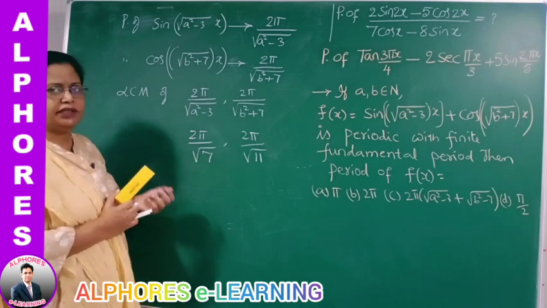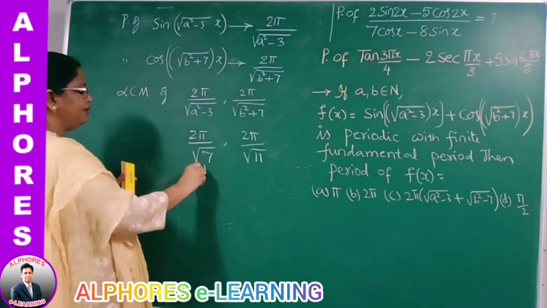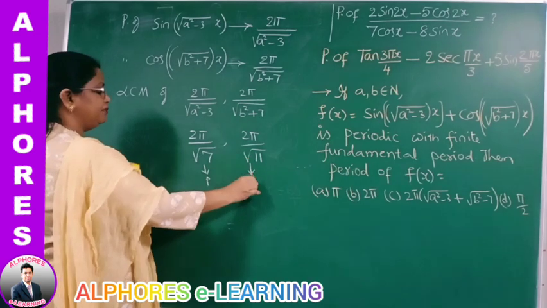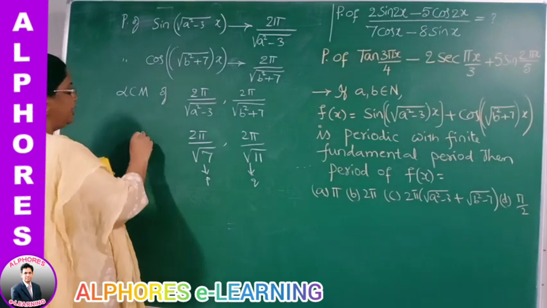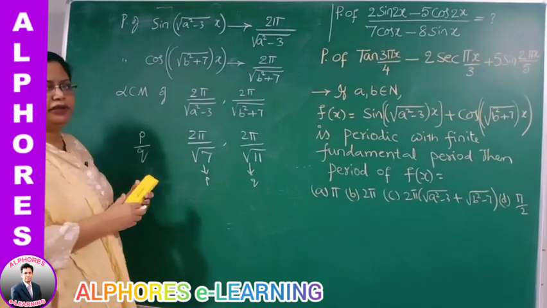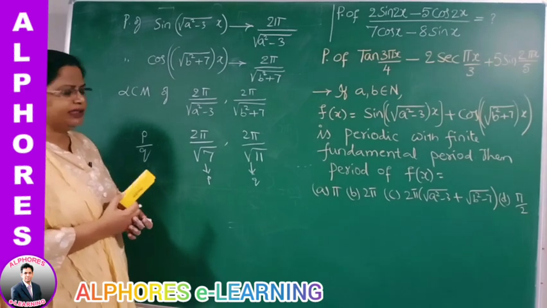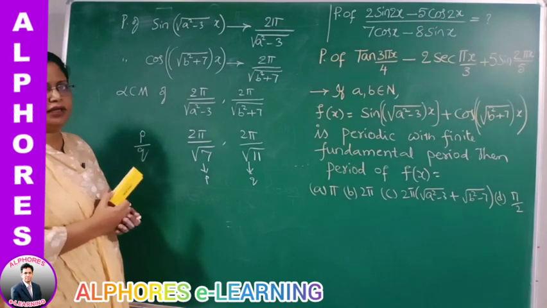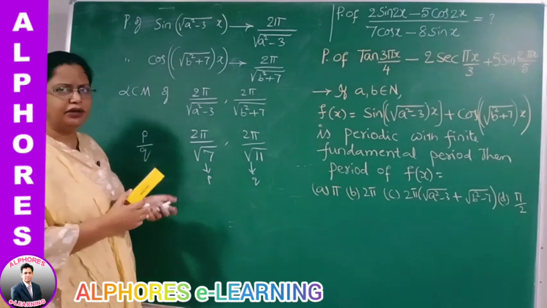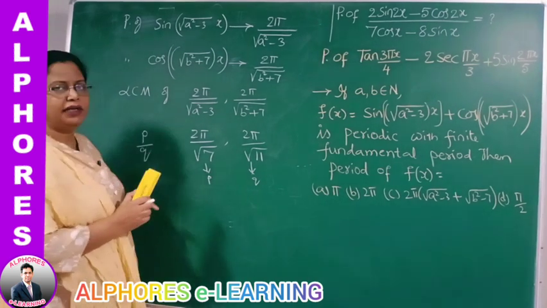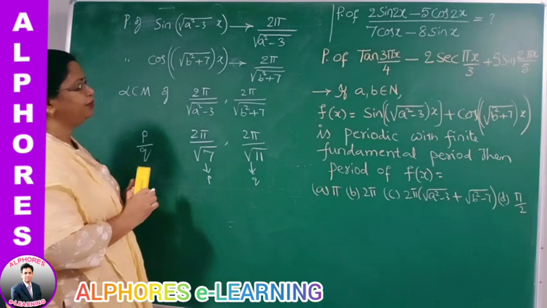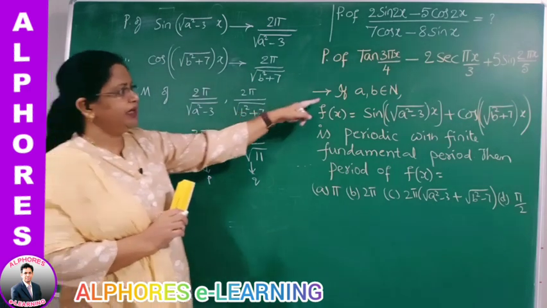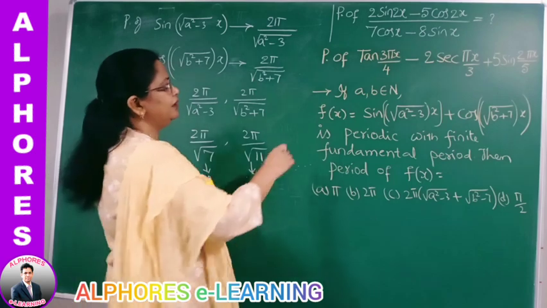When can we say the LCM exists? If this number is P and this number is Q, then if P by Q is rational, we can say the LCM always exists. But if P by Q is not rational, it is an irrational number, so the LCM does not exist. Then to make the LCM exist, what to do here? They clearly gave that a and b are natural numbers.